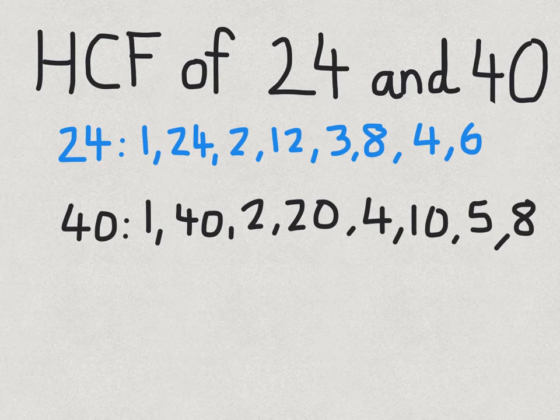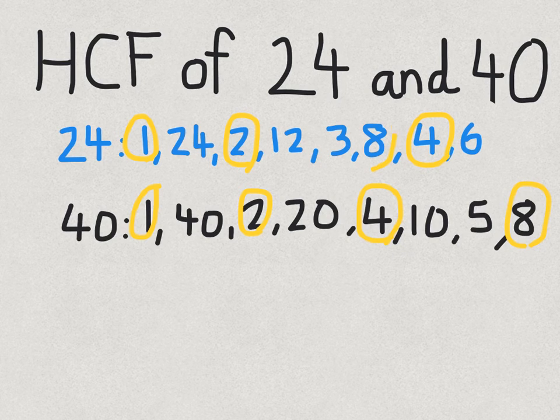Once again, we can see straight away our common factors. 1 and 1, 2 and 2 stand out. We have 4 and 4 that are standing out quite nicely. But 8 and 8 stand out more so because they are our highest common factors. So it's a common factor to 24, a common factor to 40, and it happens to be the highest one. So the highest common factor of 24 and 40 is equal to 8.